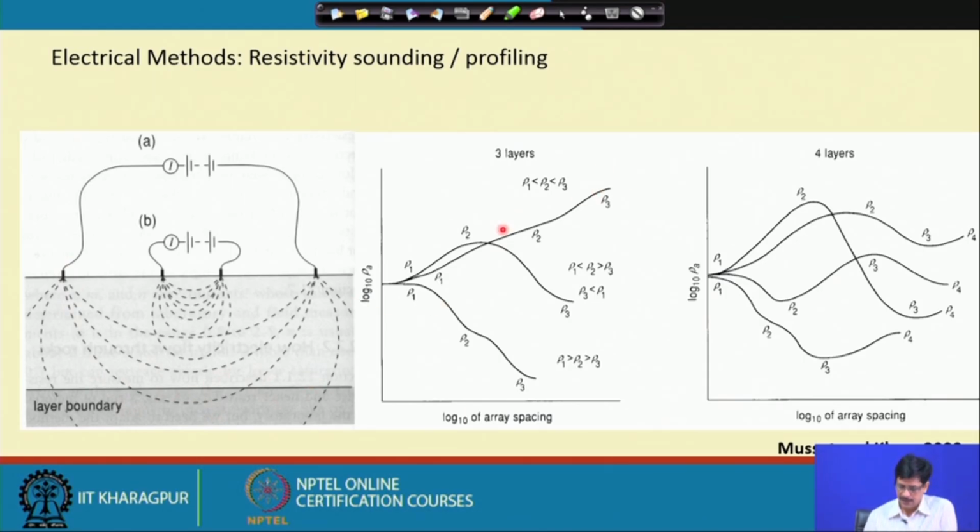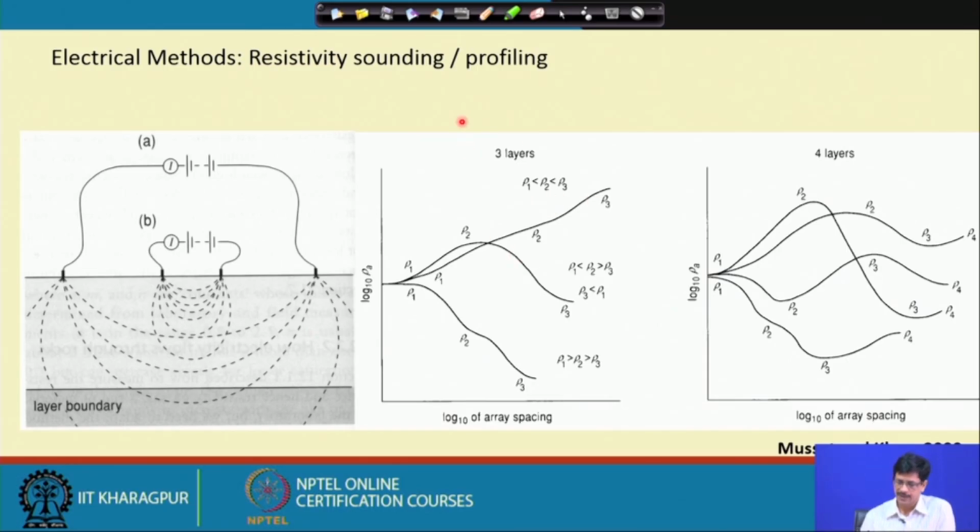And when we plot on the logarithmic scale the log of the apparent resistivity versus the log of the array spacing, we get different types of curves from which we interpret different layers of different resistivity below the surface. So, this kind of resistivity sounding is very regularly applied for the exploration of groundwater, where the layers are more or less horizontal or parallel with the earth surface, and such kind of situations.